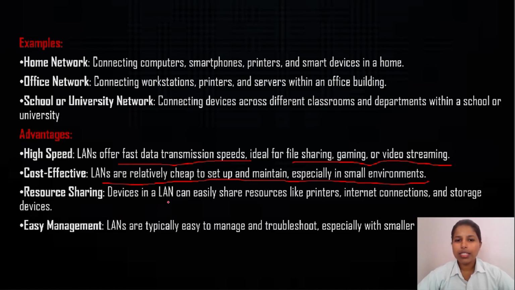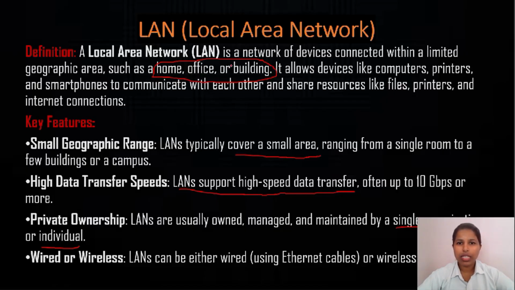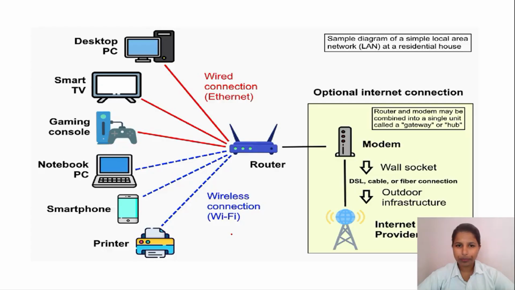Devices in the LAN can easily share resources like a printer, internet connection, and storage devices. And also it is easy management. We know that a LAN is typically easy to manage and troubleshoot, especially with smaller connections. So these are the LAN's advantages. I hope you understand the definition of a LAN: devices connected within a limited geographical area, like a home, office, or building. It covers only a small area, has a high speed of data transfer, and has both wired and wireless.